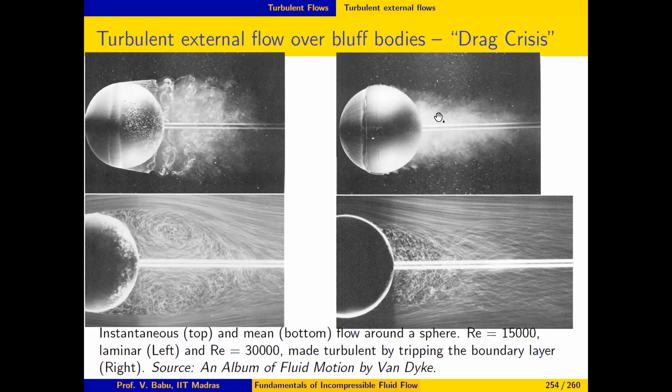Now, on the right-hand side, we see flow around the same sphere, but now the flow is turbulent. Here, the boundary layer has been tripped using a wire, which is located here. So this forces the boundary layer to become turbulent. And even the instantaneous picture shows clearly that the wake has become much more compact when compared to the laminar case. Now, the time average picture brings it out very clearly. It can be seen that the separation location has moved from just downstream of the equator to a location which is farther downstream like this, and the wake is much more compact.